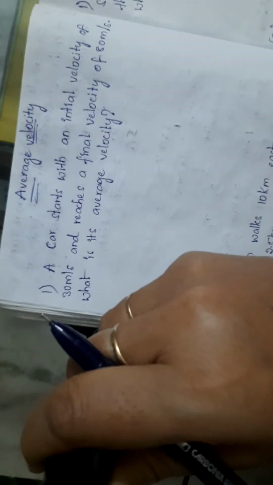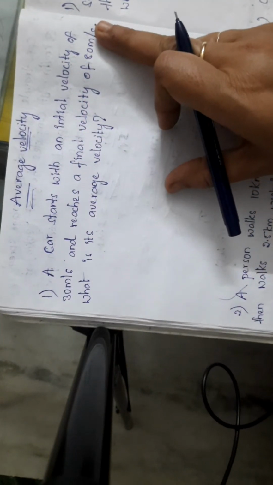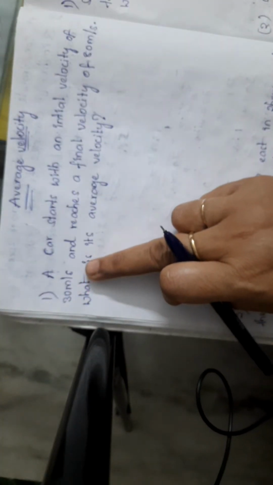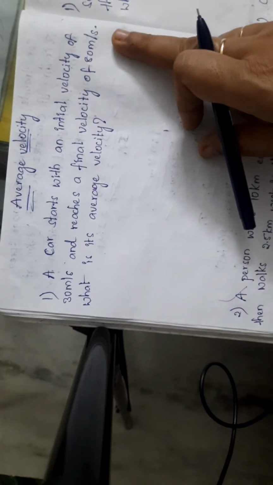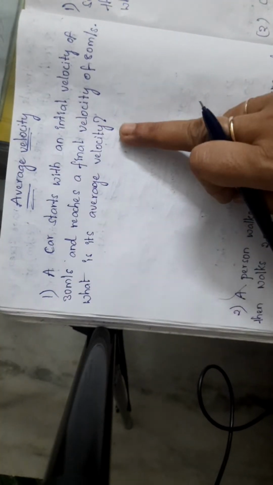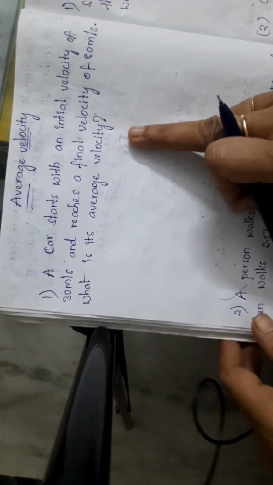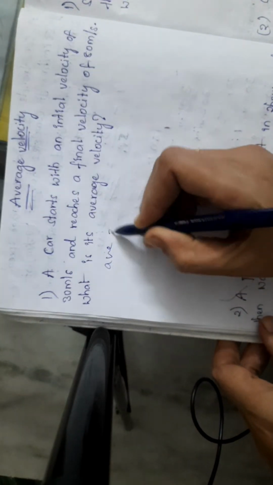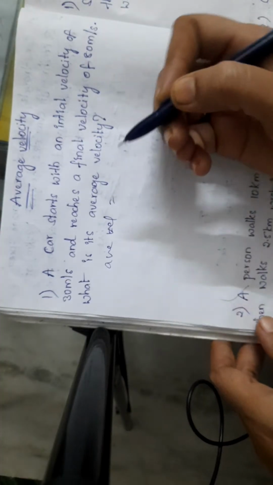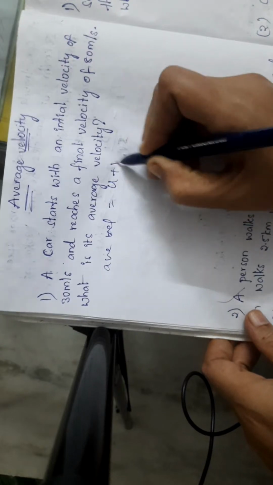So here, a car starts with an initial velocity of 30 meter per second and reaches a final velocity of 80 meter per second. We need to find average velocity. So here, two different velocities are there. For average velocity, we have two different formulas. So the first one is total displacement upon total time, or we can have u plus v divided by 2.